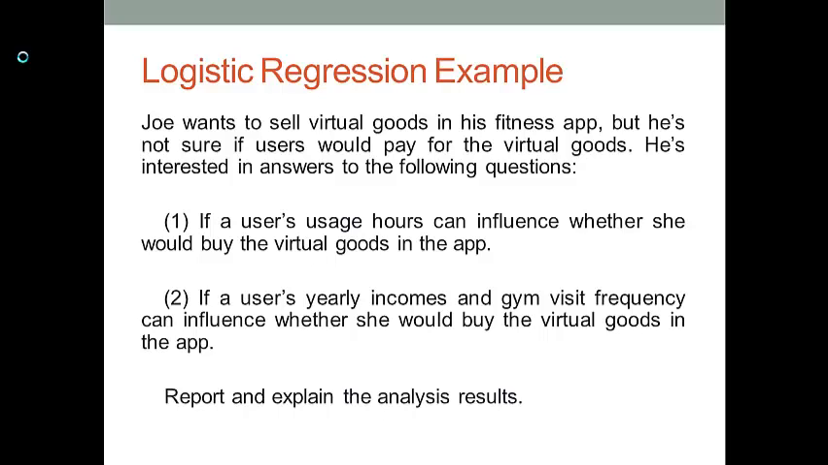As we learned in the previous lecture, the dependent variable is the factor that is being influenced by others. The independent factor is the variable that influences others. So obviously, how long the user is using the mobile app is the independent variable. Whether the user would pay for the virtual goods is the dependent variable.